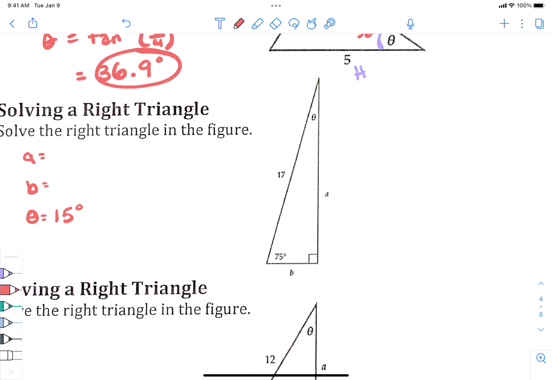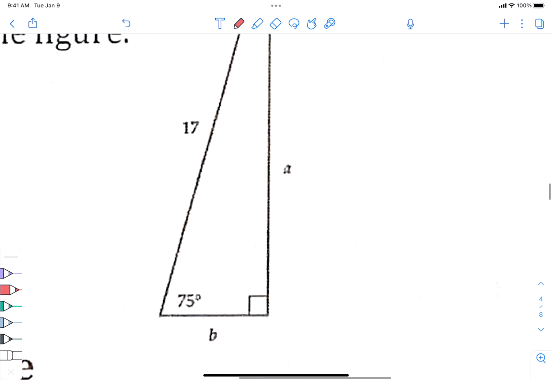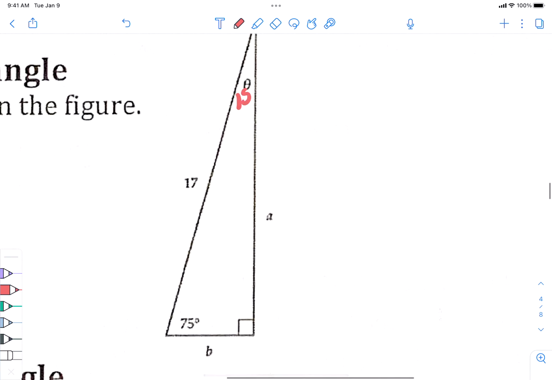How do you want to solve little a? Let's do little a first. Cosine? Okay, take a shot. Are you looking at the 75? No, I'm working with theta. We know that theta is 15 degrees, so sine of 15 equals. Could you use the 75 or the 15?